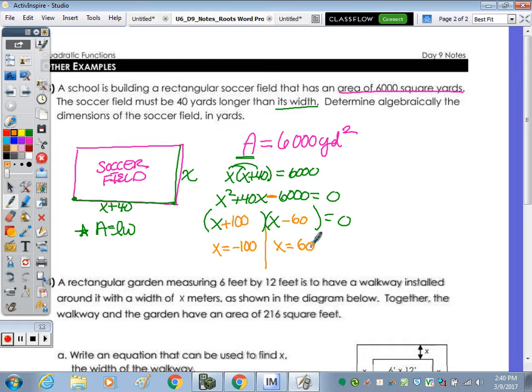In this case, are we going to reject the solution? Yes, we will. There's no such thing as negative 100 yards. Okay, so we're going to reject the negative because that represented our width. So we reject. And then it says determine the dimension. So it wants both length and width. So our width is 60 yards. And then our length, 60 plus 40 is 100.